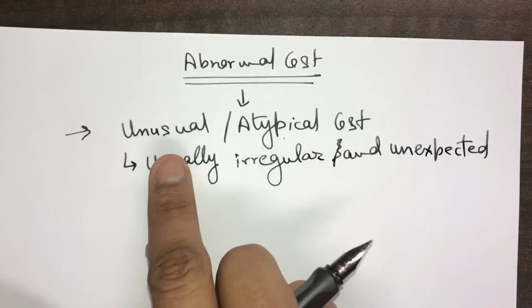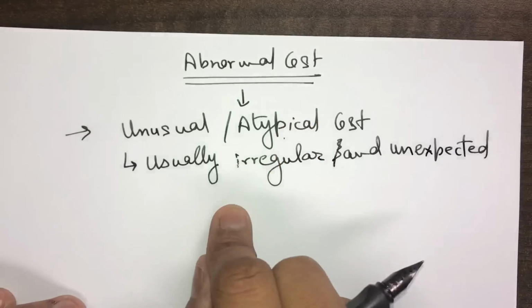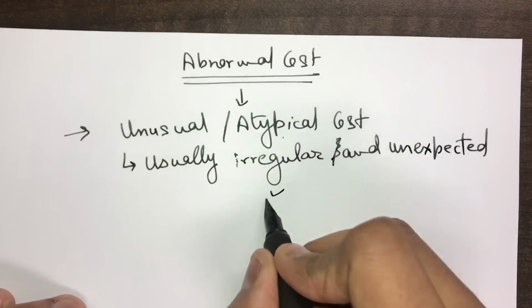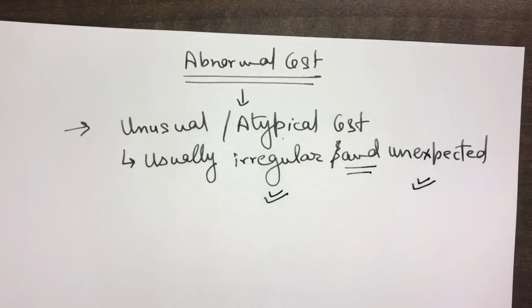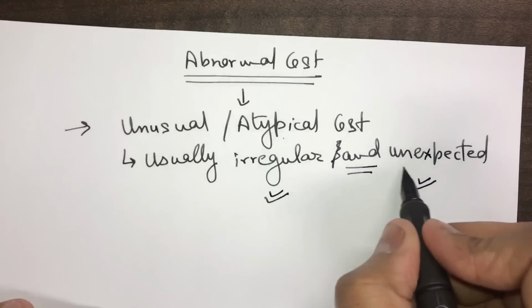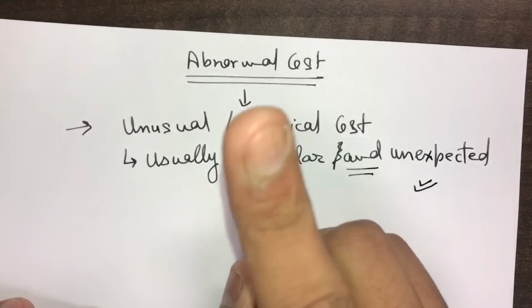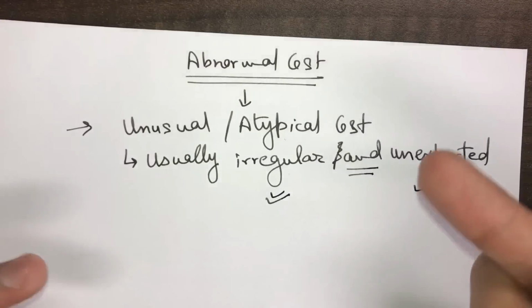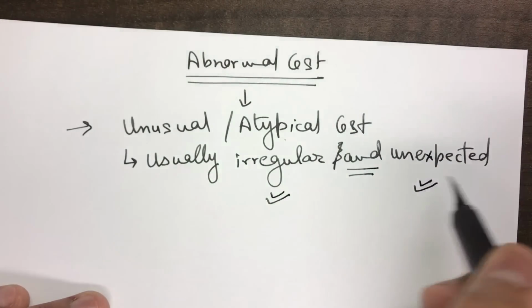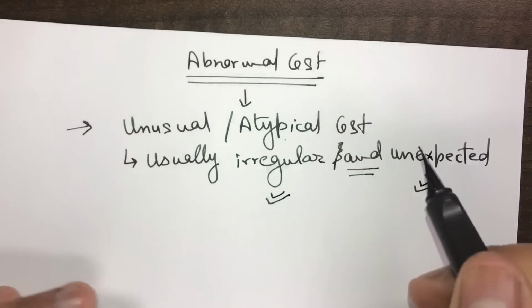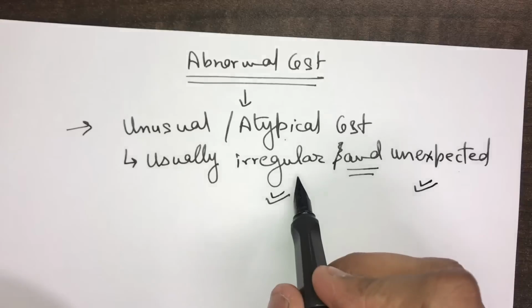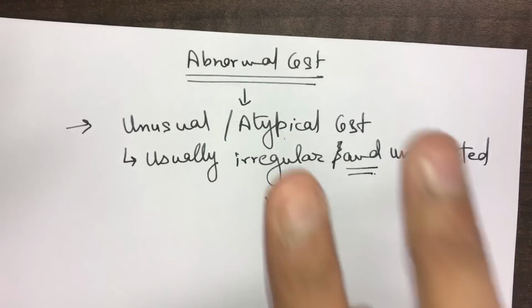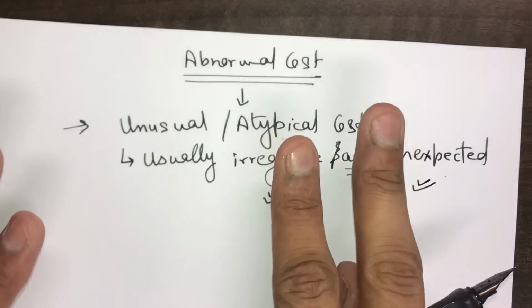Along with the condition of unusual and atypical cost, it has to fulfill one more condition, which is that it should be irregular. And the word used is and. It should be unexpected. So if the cost is expected and irregular, it would not qualify as abnormal cost. Or if the cost is regular but unexpected, then also it is not an abnormal cost. So it has to fulfill the two limbs of being an abnormal cost. The two limbs are it has to be irregular and it has to be unexpected. Both conditions are to be satisfied cumulatively.